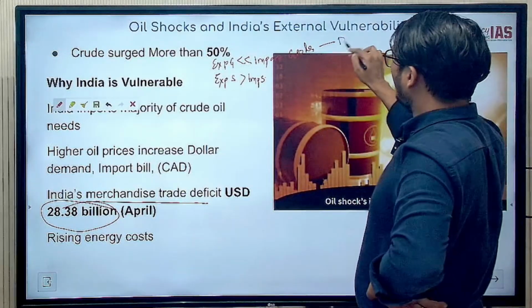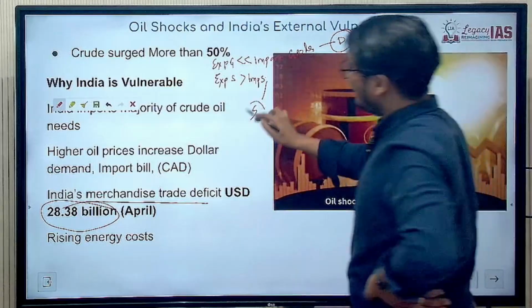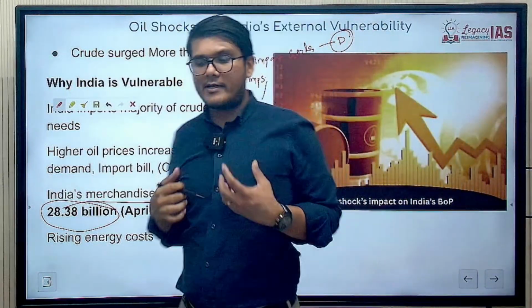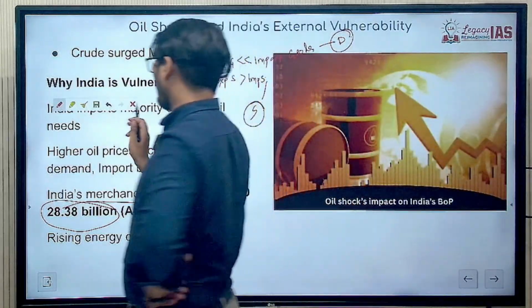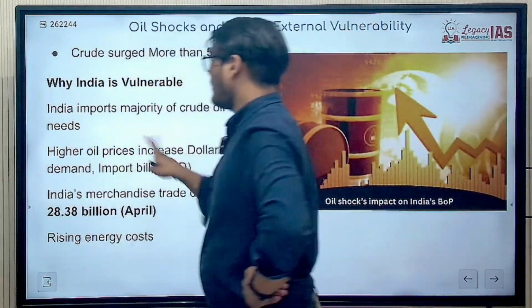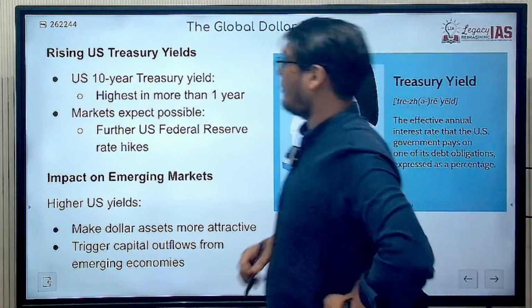So here we are creating a deficit, here we are creating the surplus. This deficit is higher than the surplus. That is why when you take the net, we are in a net deficit. I hope that is clear, right? Let's move ahead. Let's understand the global dollar problem.